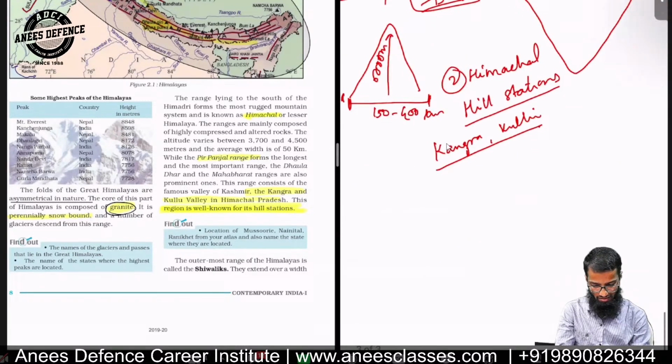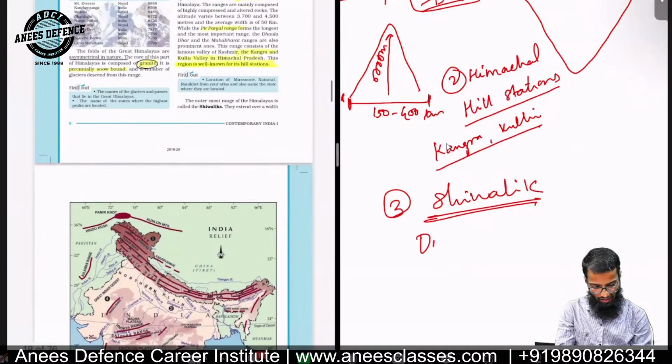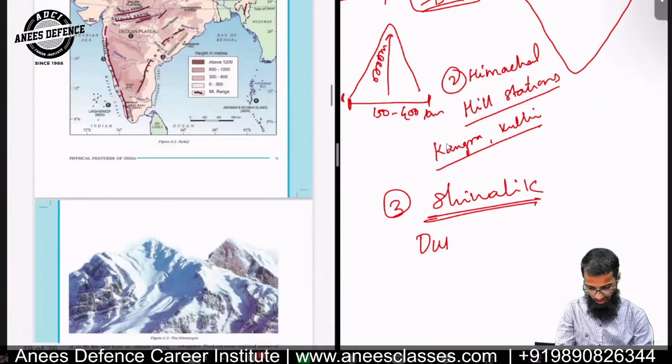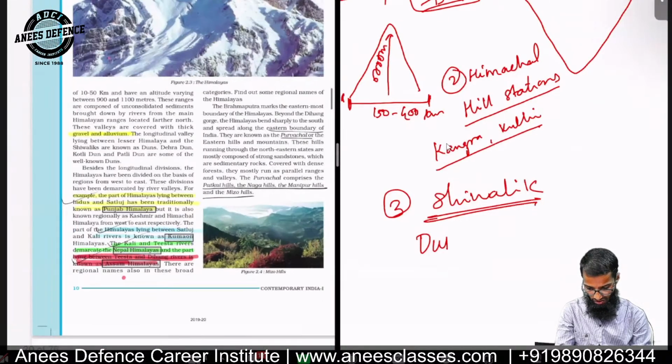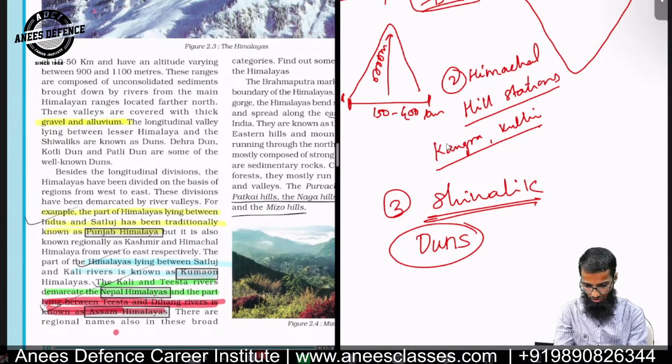The third is the Shivalik. Shivalik is the last range. Okay. And Shivalik they do contain dunes. Okay. This is the definition of dune. So the question can be asked, what are dunes?